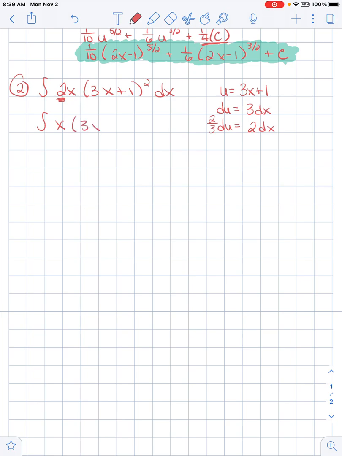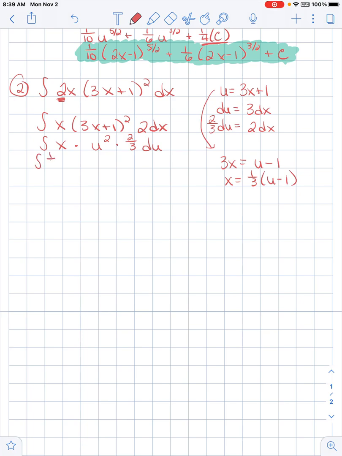So this x and 3x plus 1 squared, if I move that 2, so make it like 2 dx like this, then I can make some substitutions. I still have this x, we'll deal with that in just a second. u was 3x plus 1, so that's u squared, and 2 dx becomes 2/3 du. We still have that x to deal with, so I'm going to isolate x. I know that 3x equals u minus 1. x is equal to 1/3 times u minus 1.